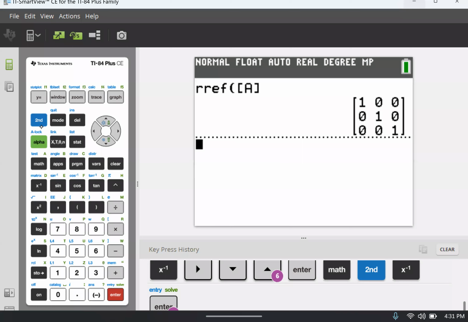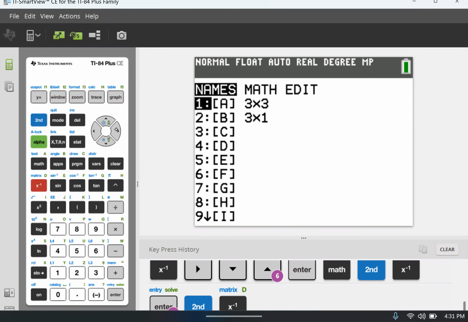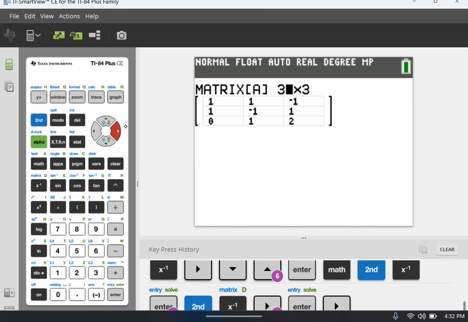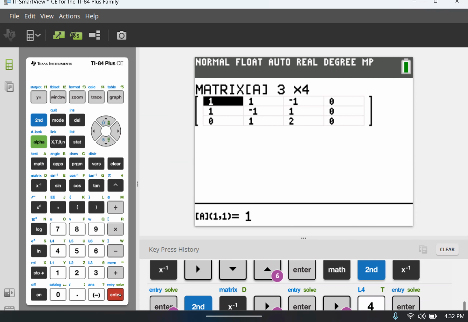So let's change our dimensions on this. Okay, and we couldn't find a determinant for an augmented matrix because it has to be a square matrix. Okay, but we can do RREF on an augmented matrix that has n by k dimensions. So let's just edit this. Let's add a row, add a column. Okay, and we'll just add a column of zeros.